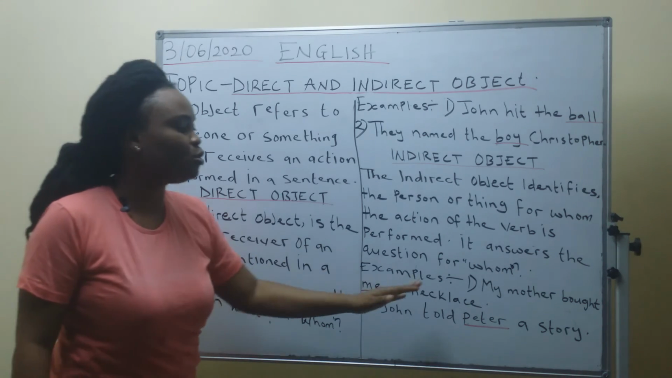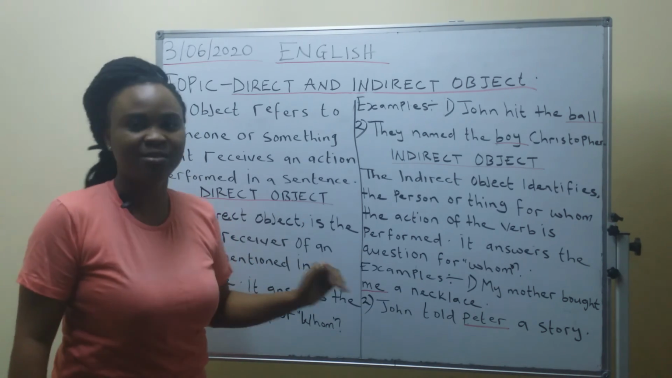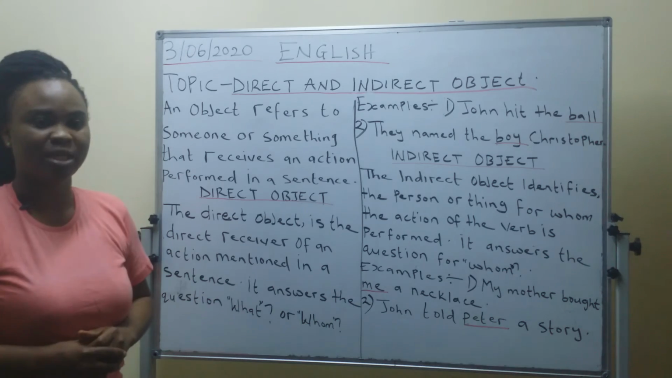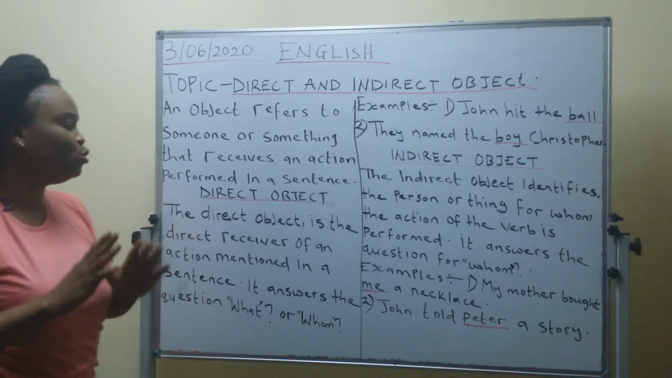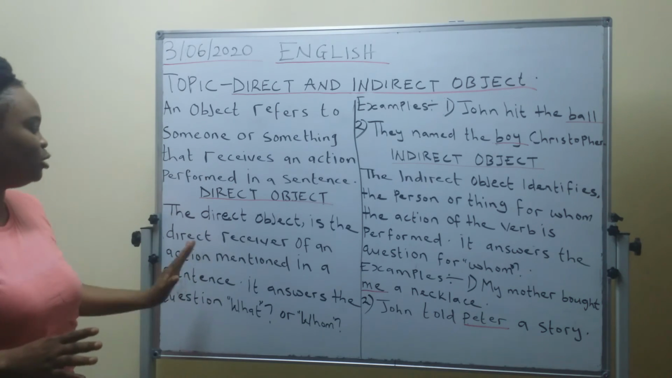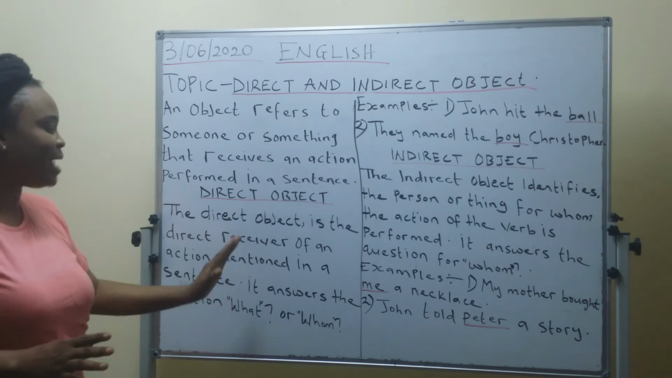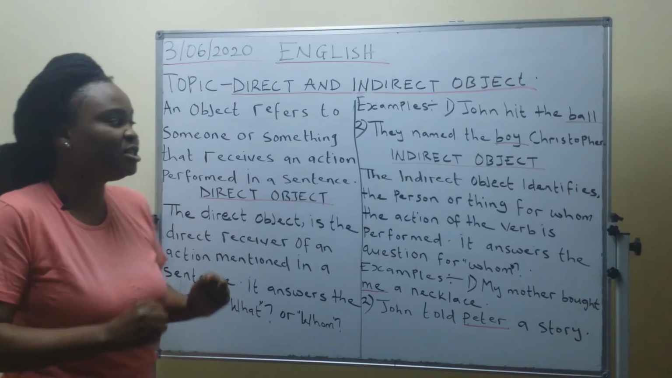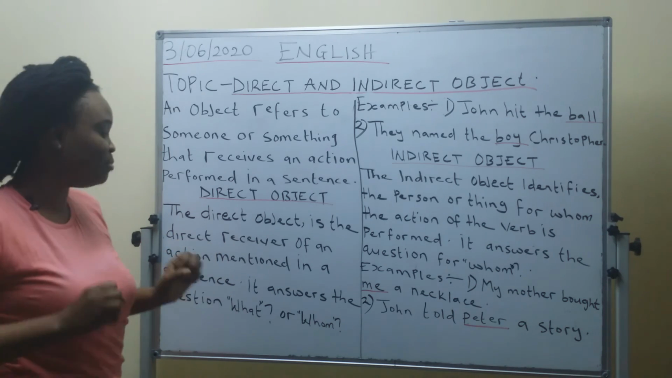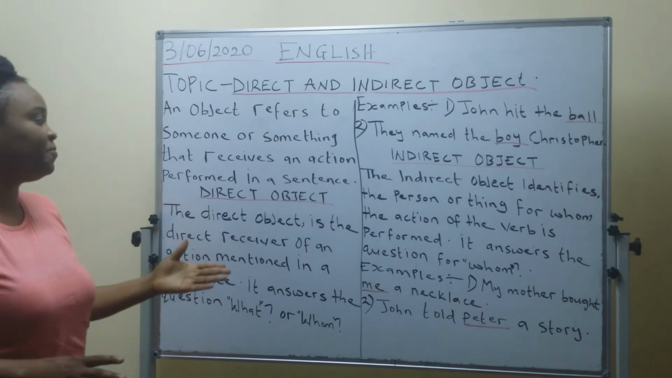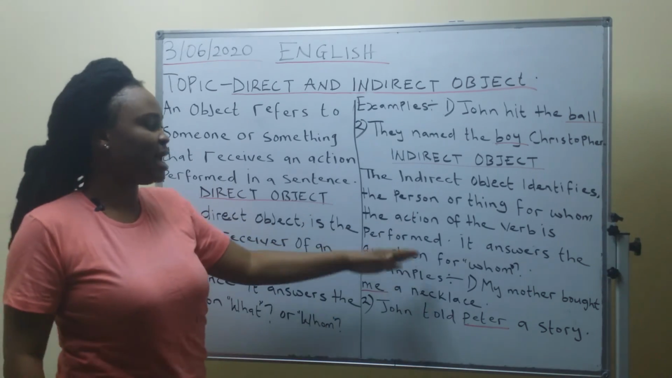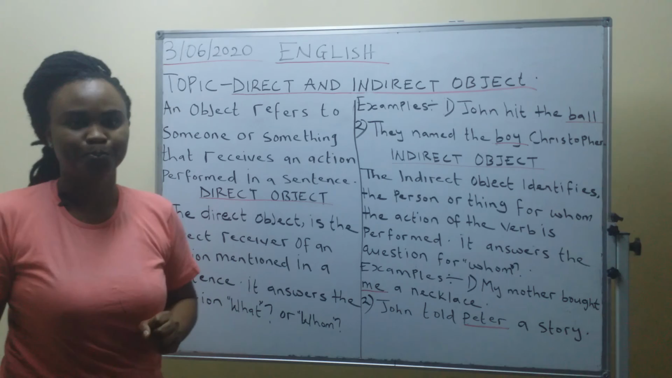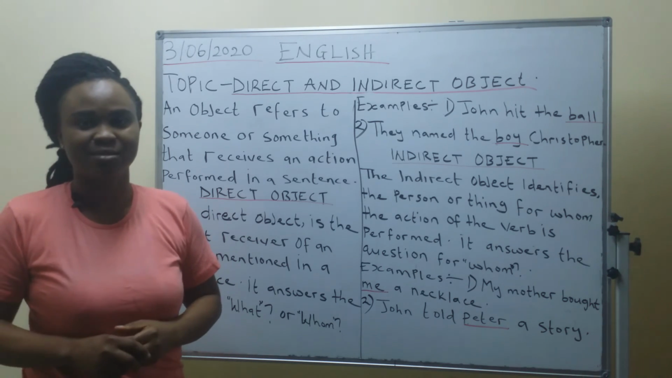Secondly, John told Peter a story. Peter is the indirect object. So, for you not to be confused, you just have to know that the direct object answers the question who and what. So if you see such a sentence, you can be able to identify if it's an indirect or direct object. So now this one answers whom. As simple as that.